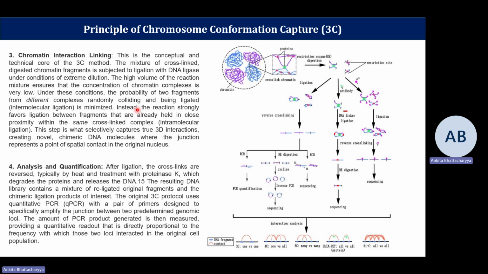Analysis and quantification. After ligation, the crosslinks are reversed, typically by heat and by treatment with proteinase K, which degrades proteins and releases the DNA. The resulting library consists of a mixture of religated fragments and the chimeric ligation products of interest.